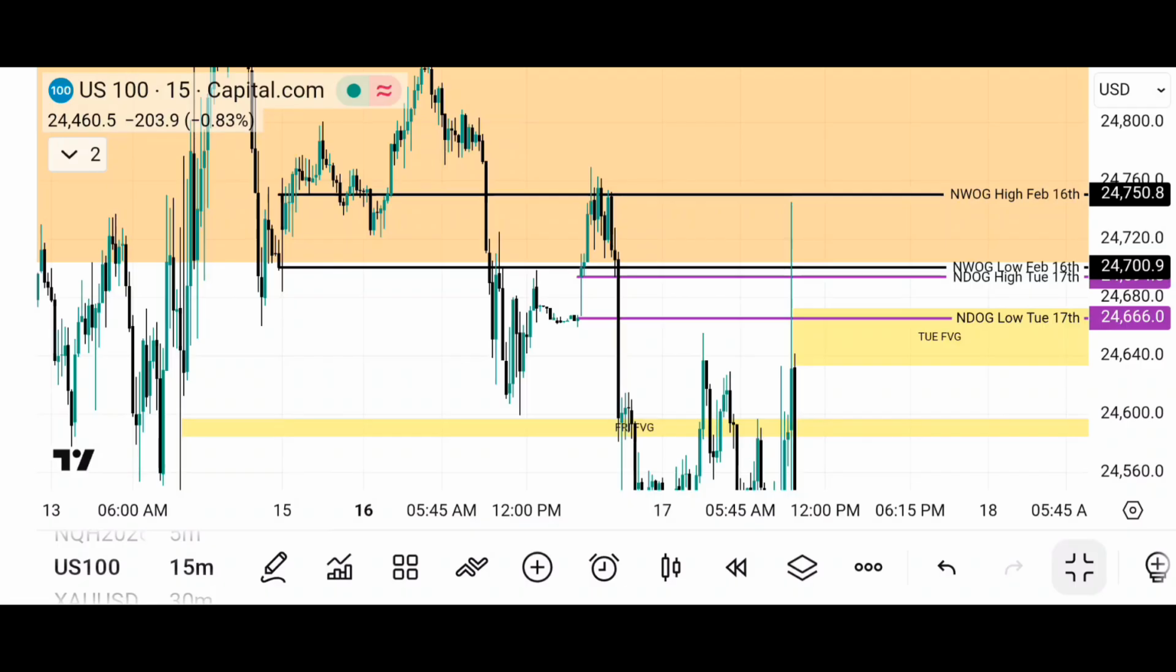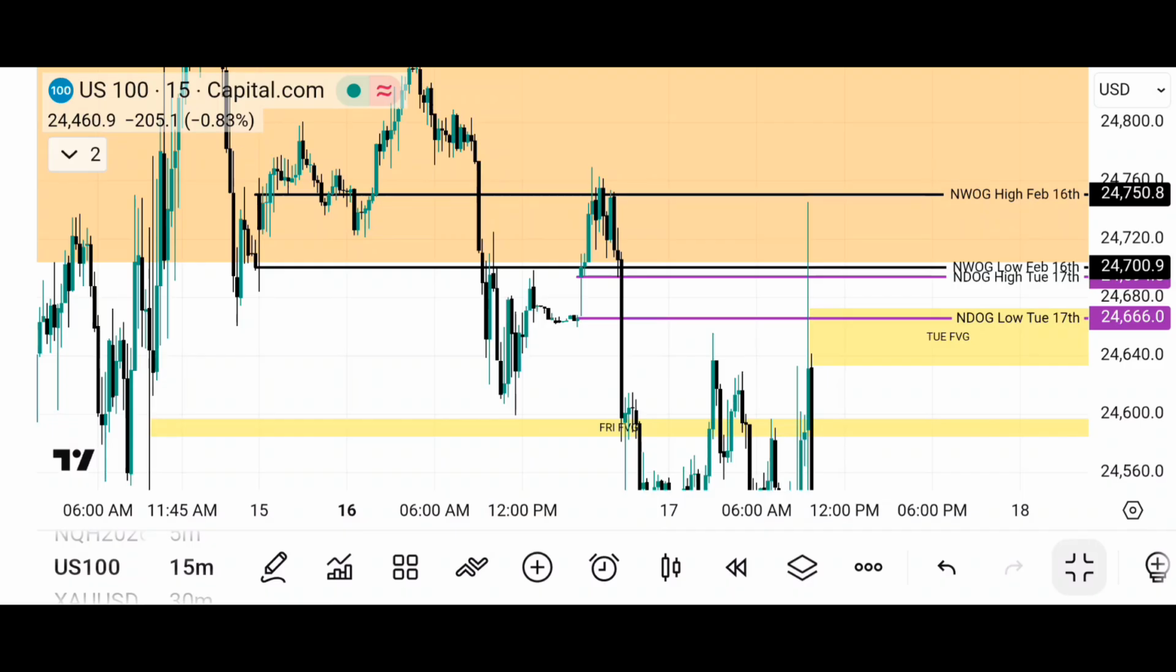Today's backtest is going to be on US100, that's the Nasdaq CFD, and we're going to be talking about the new week open gap and the new day open gap. We're also going to be talking about the price run and price movements for today's New York AM session. But first, I want you to get the understanding for the new week open gap and the new day open gap and how price makes use of them.